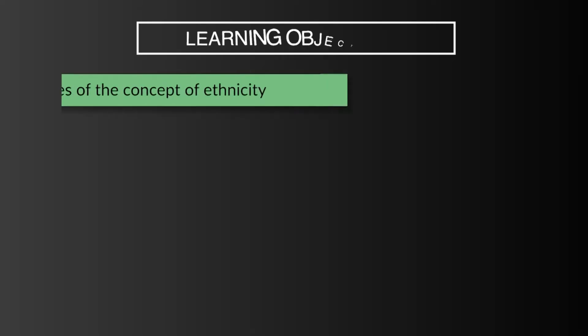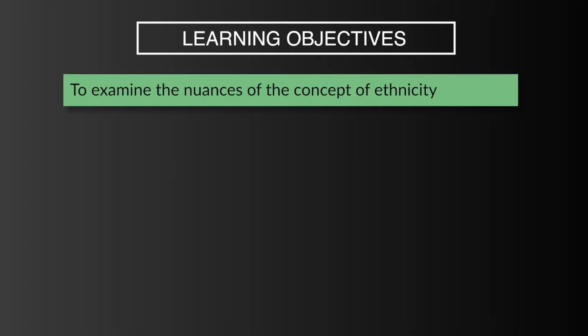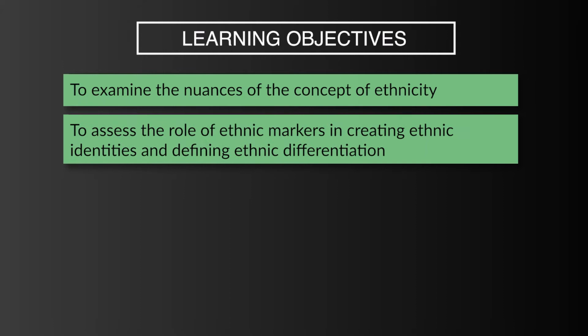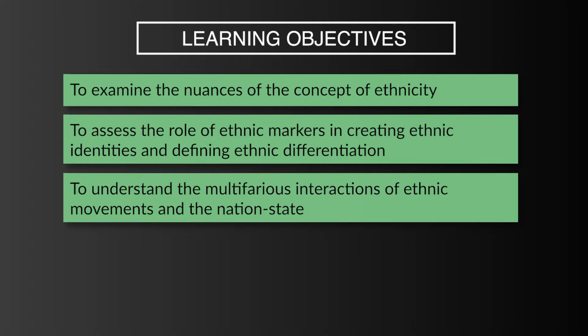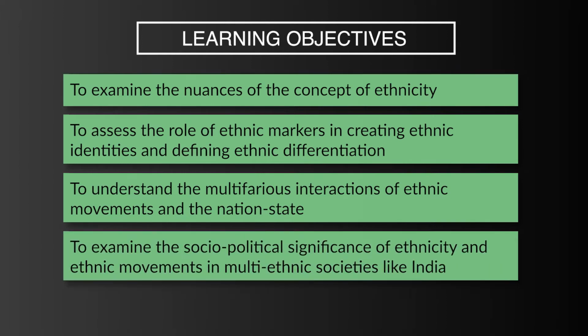Now, the learning objectives of this particular module are to examine the nuances of the concept of ethnicity, to assess the role of ethnic markers in creating ethnic differentiation and ethnic identities, to understand the nature of interactions between the ethnic groups and the state, and also to examine the various sociopolitical significances of ethnicity and ethnic movements in multi-ethnic societies like ours.